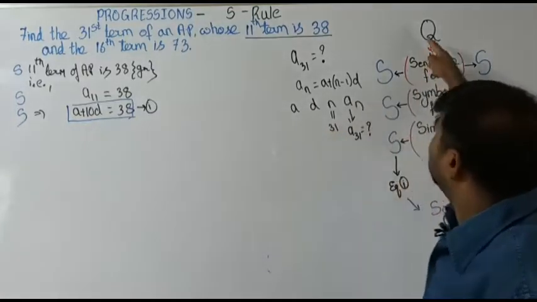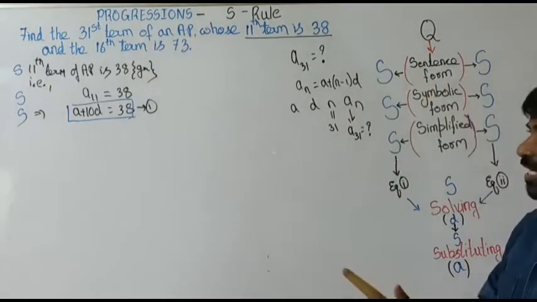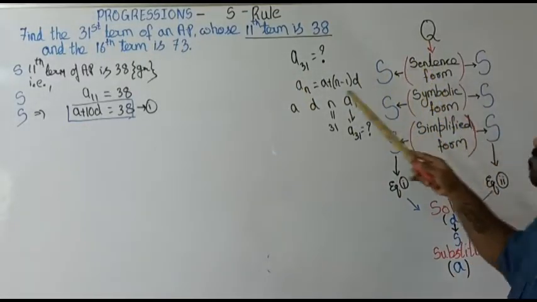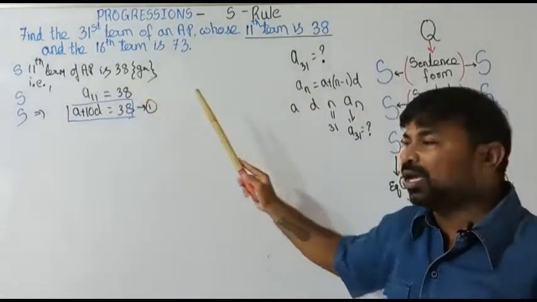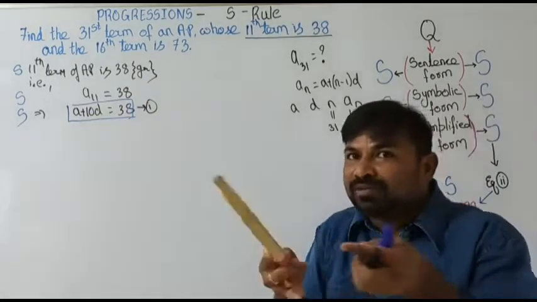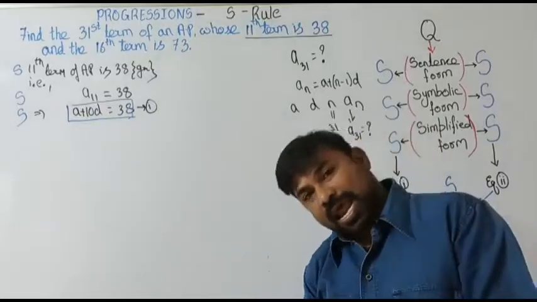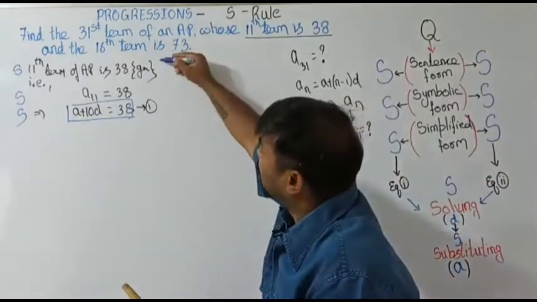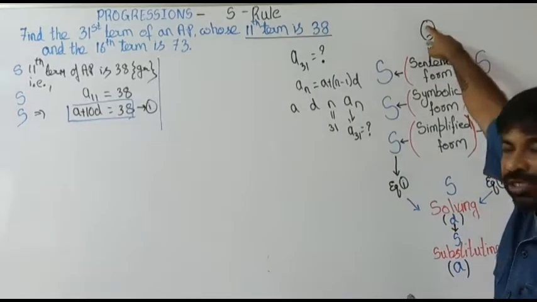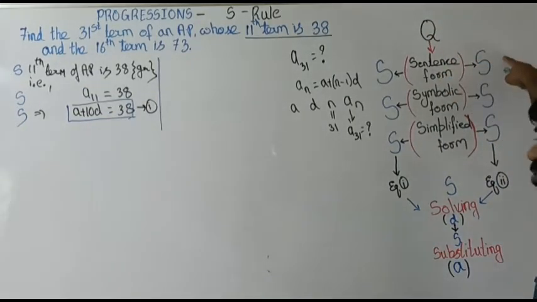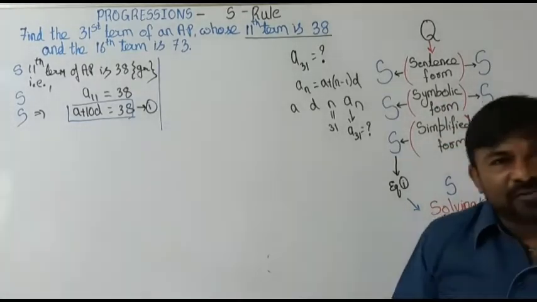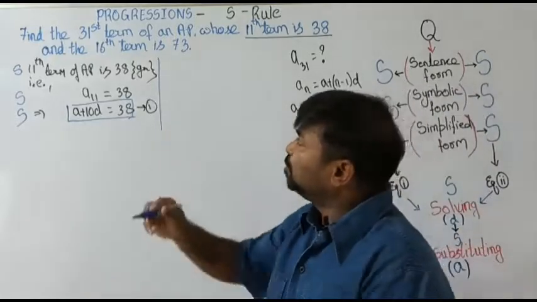Now let's go for the question again. I went for the sentence form. From the sentence form to symbolic, I have taken A11 is equal to 38. From symbolic, I went for the simplified form, that is nothing but writing in terms of A's and D's. Now, let's get back for the next one. Again go for the other side. From the question, again the sentence form, again the symbolic form, again the simplified form.